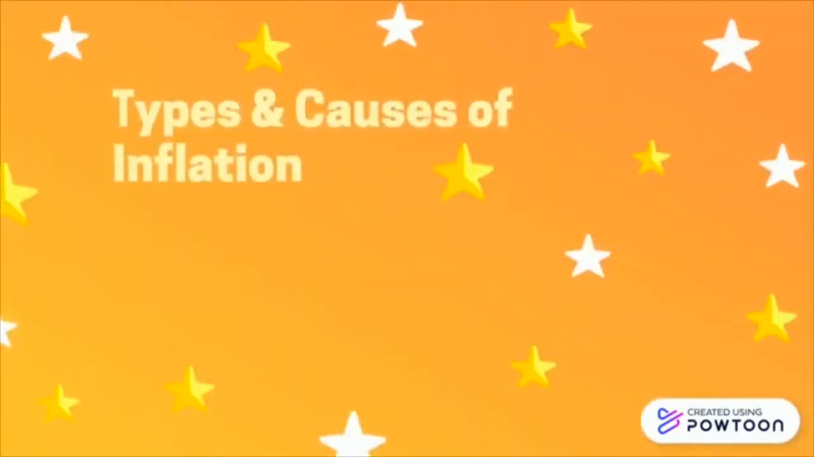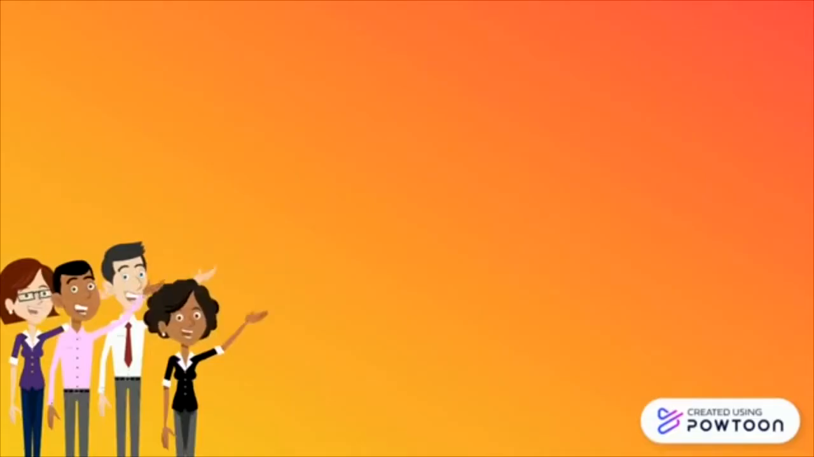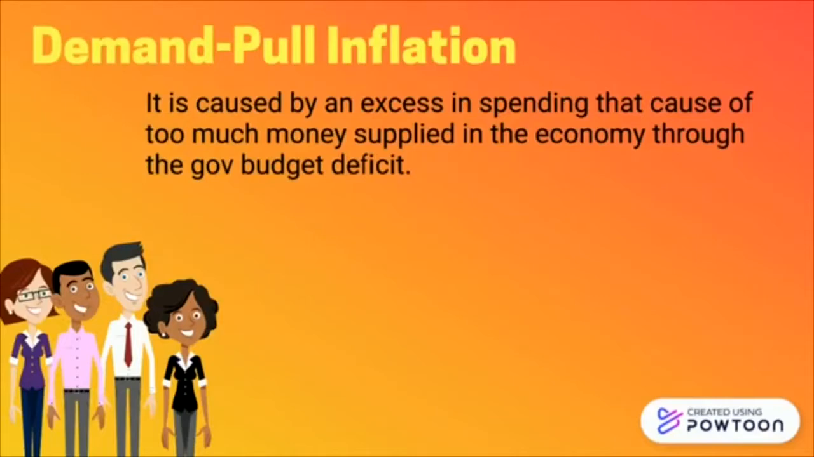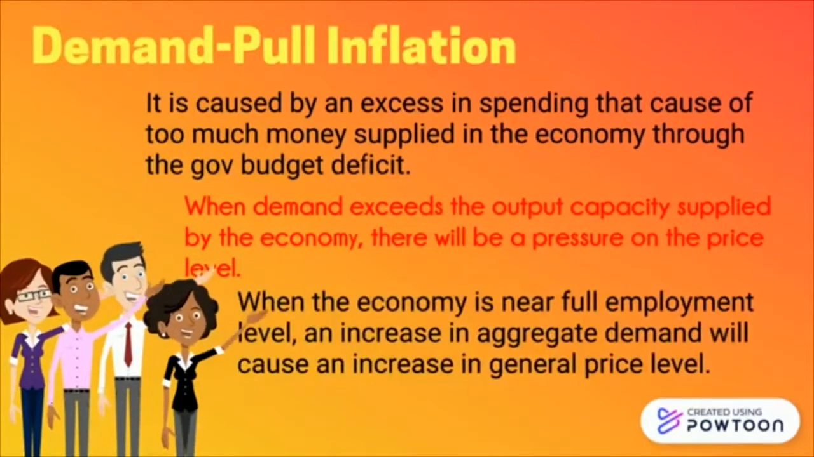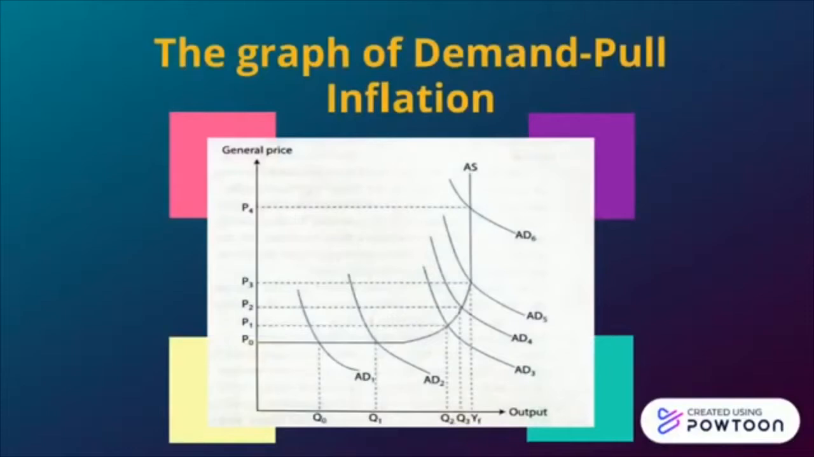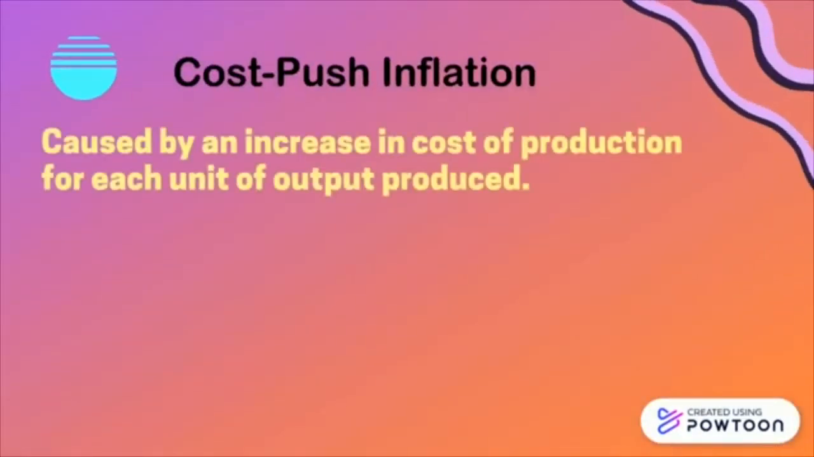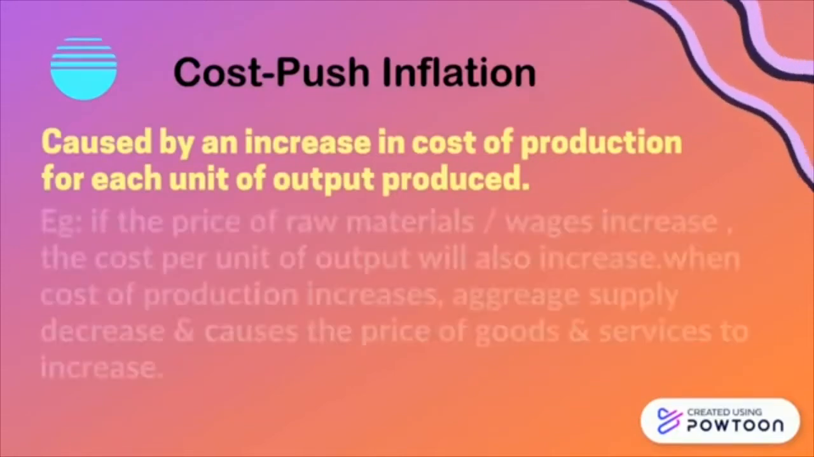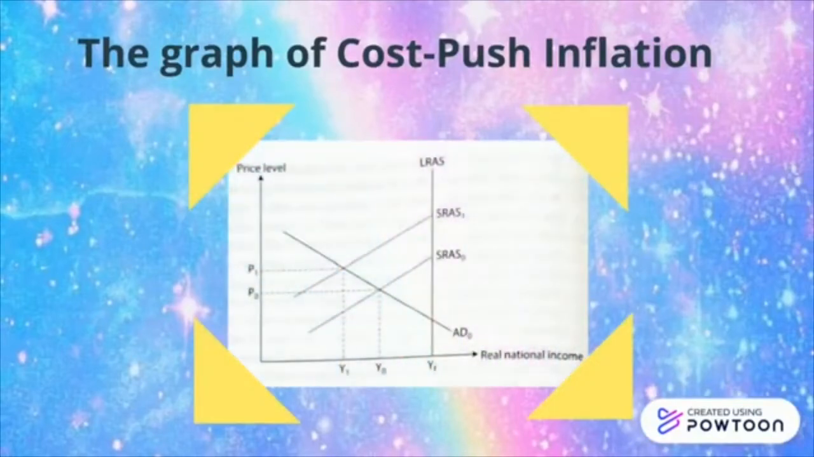Types and causes of inflation: demand-pull inflation, cost-push inflation, and monetary inflation. Demand-pull inflation is caused by an excess in spending that causes too much money supply in the economy through the government budget deficit. This is the graph of demand-pull inflation. Cost-push inflation is caused by an increase in the cost of production for each unit of output produced. This is the graph of cost-push inflation.